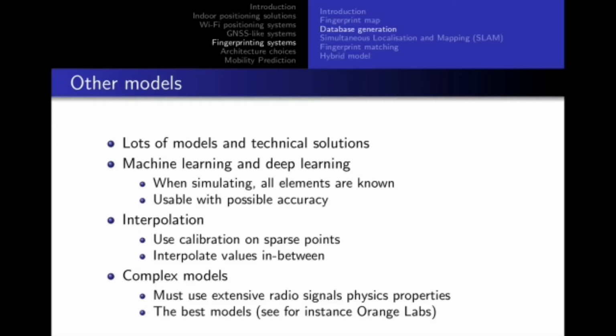You also can use more complex models. So usually you try to use models which use extensive radio signal physics properties. So for instance, Orange Labs has very good models, among the best in the world, to simulate radio wave propagation, either for indoor Wi-Fi networks or outdoors 3G, 4G and 5G propagation to plan the network deployment.